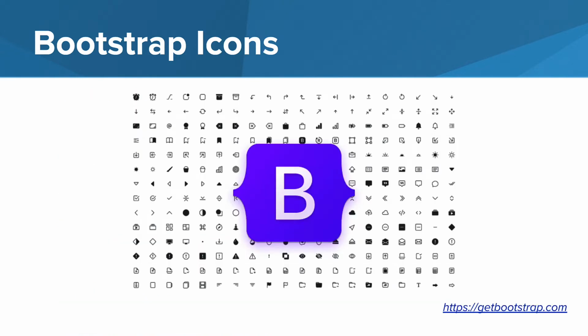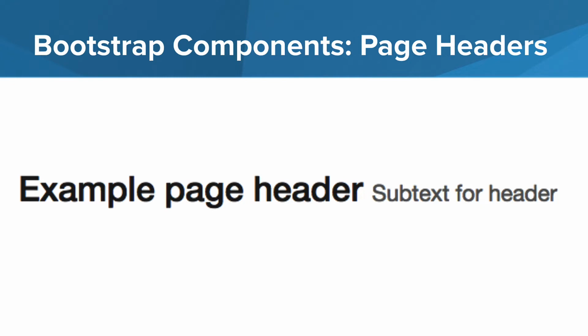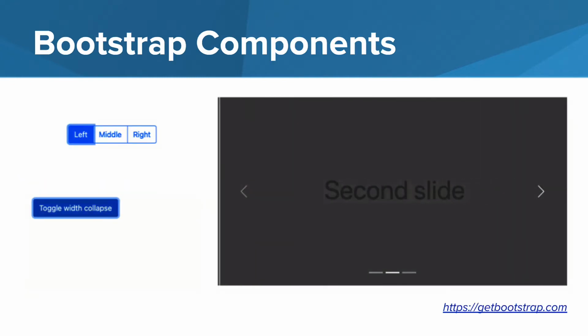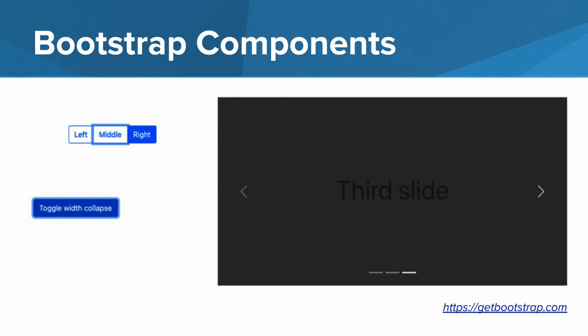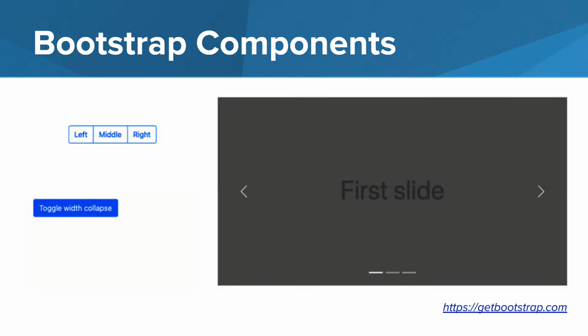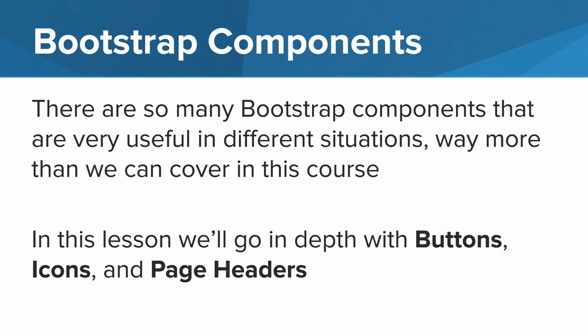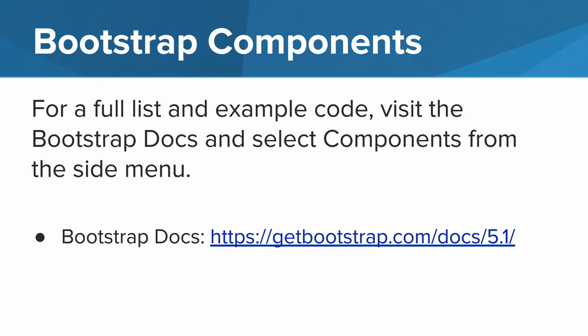Bootstrap is also one of several resources where you can obtain icons for a variety of web applications and sites. Styled page headers are another component included with Bootstrap. Other components include special stylized buttons, menus, navigation bars, and image carousels. There are so many different Bootstrap components that are very useful in different situations, and there's way more than we can cover in this course. In this lesson, we'll go in depth with buttons, icons, and page headers. For a full list of components and example code, visit the Bootstrap docs and select components from the side menu.